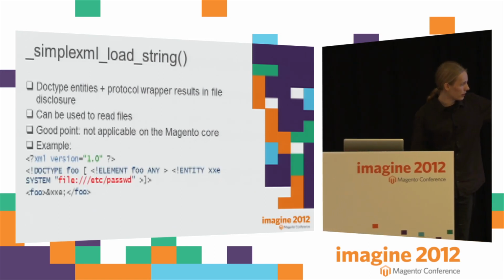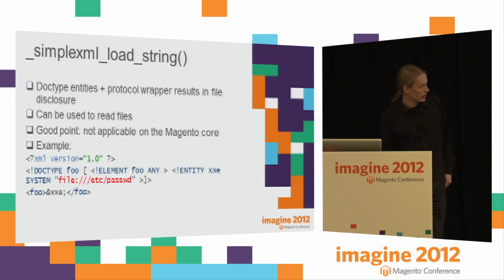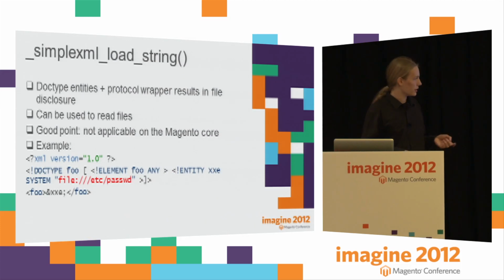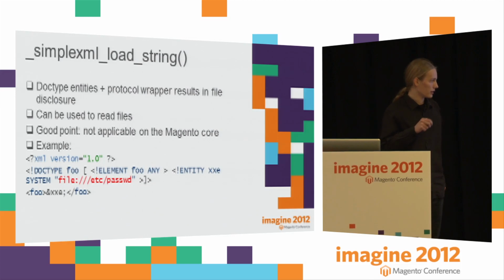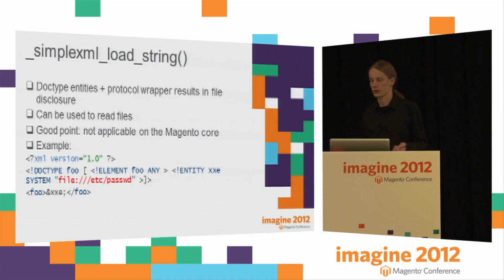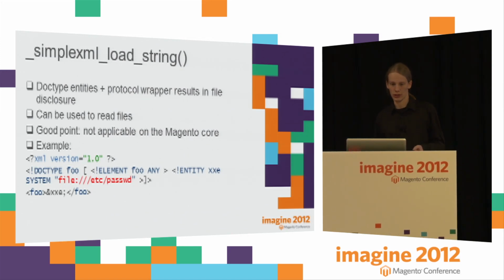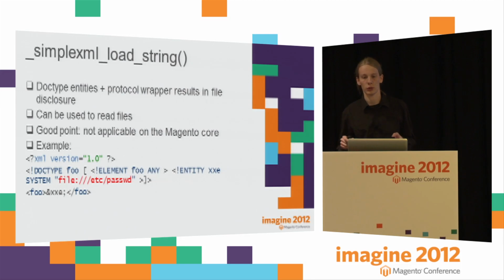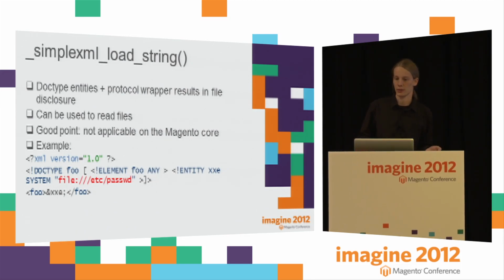It's basically, if you use this little XML code and put it into simplexml_load_string, this ampersand XXE tag lets the XML parser read the file /etc/passwd and put it inside the foo tags, which obviously results in a way to read local files on the server. So you should be sure no one is able to put doctype entities into the arguments for simplexml_load_string, or better, don't use user input or something like this in simplexml_load_string.